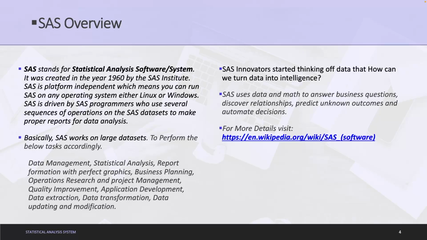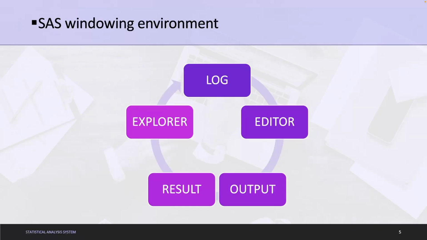SAS innovators started thinking of data: how can we turn data into intelligence? SAS uses data and math to answer business questions, discover relationships, predict unknown outcomes, and automate decisions. For more details, you can visit Wikipedia, where you can get more information about this SAS overview and the SAS software. Now let's understand the core of working in SAS, the SAS windowing environment.